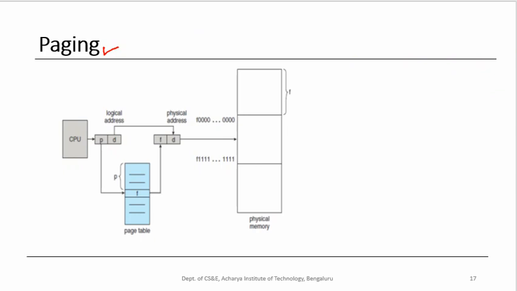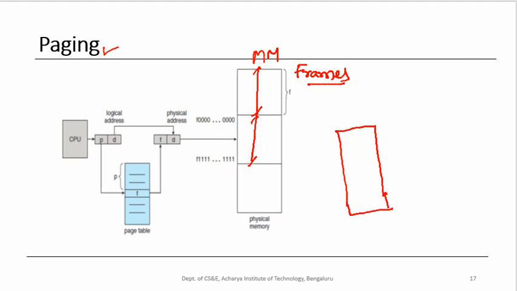In paging, main memory is divided into several fixed size blocks called frames. At the same time, the logical address space of a process, what is a logical address space? It is the range of addresses, logical addresses, generated by the CPU for a process. Sometimes this is also called logical memory.